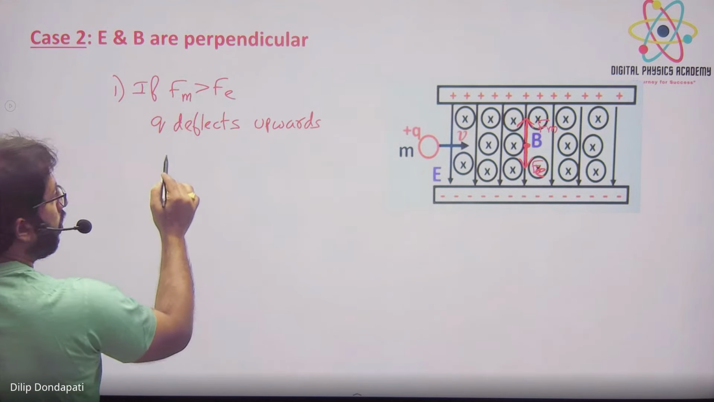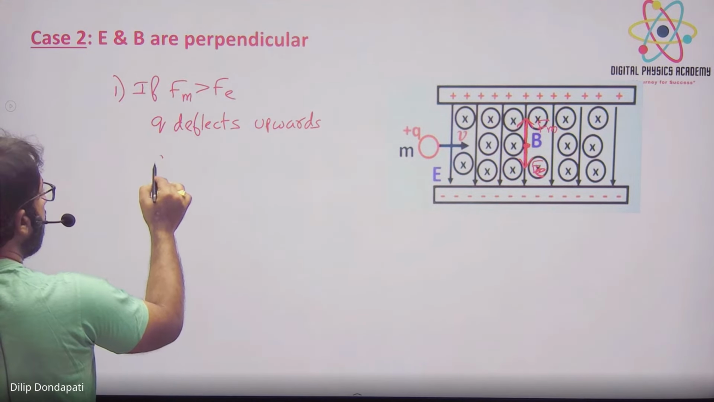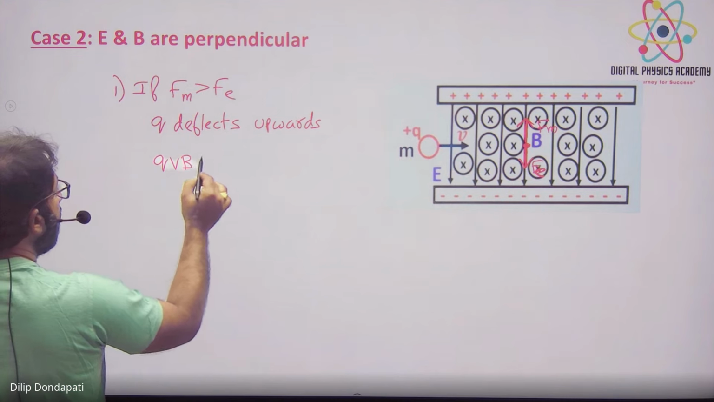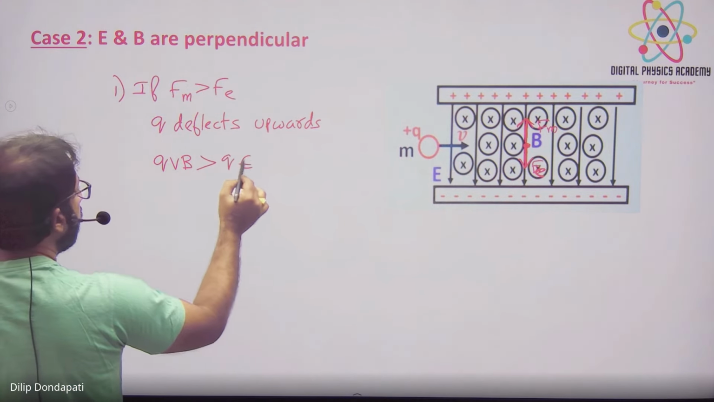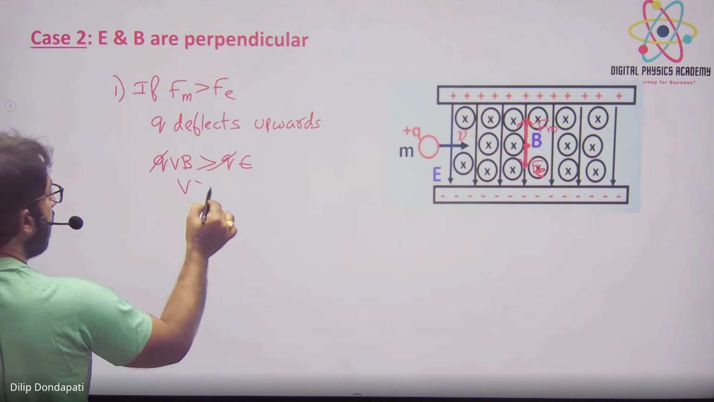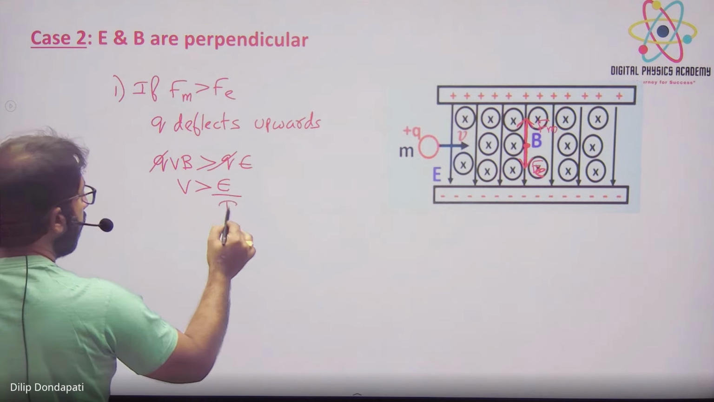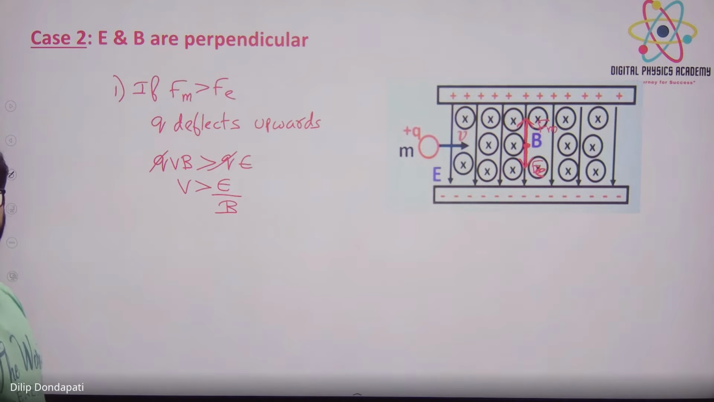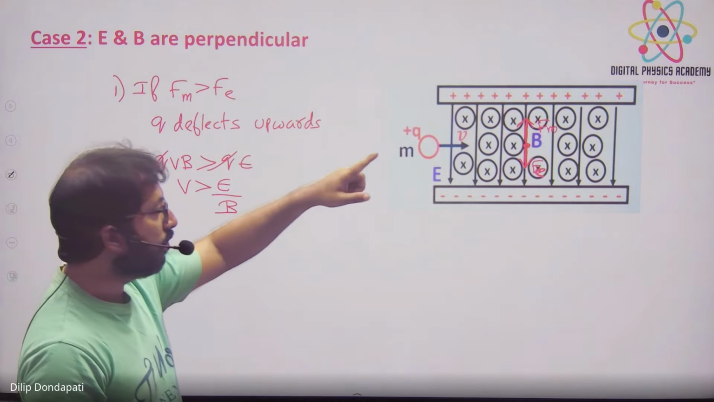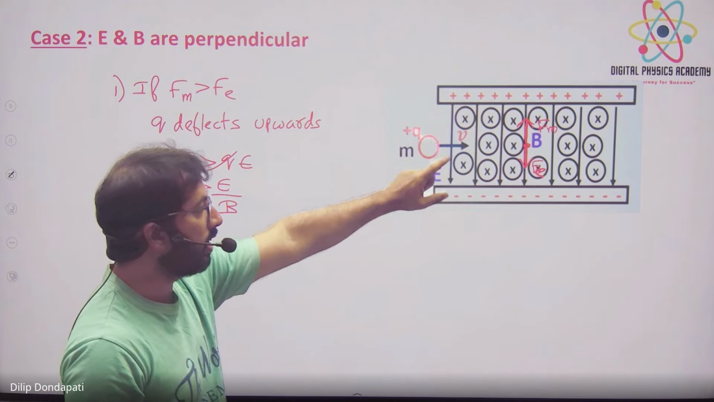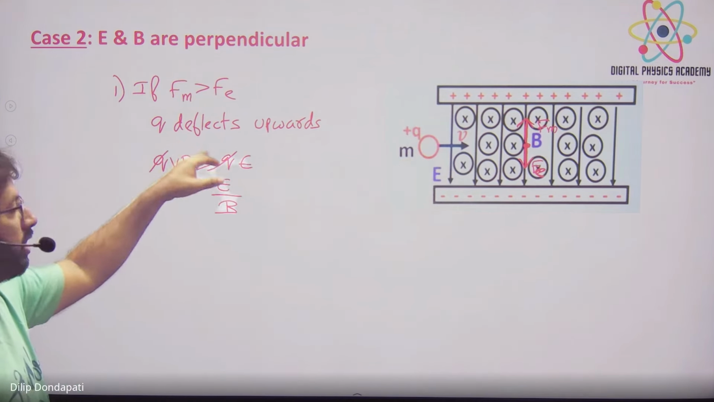Okay, the FM formula: since they are perpendicular, QvB is greater than QE. So Q cancels. V is greater than E by B. So V greater than E by B is the case where the magnetic force is greater than the electric force. Then the charge deflects upwards.